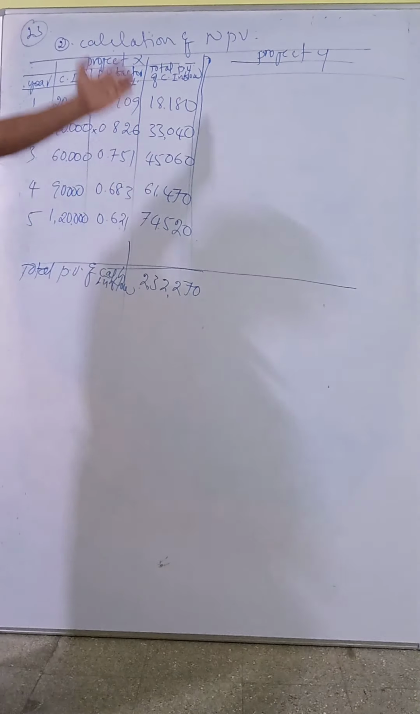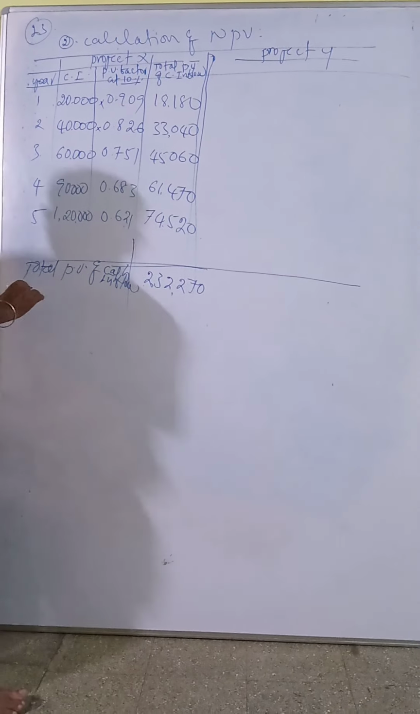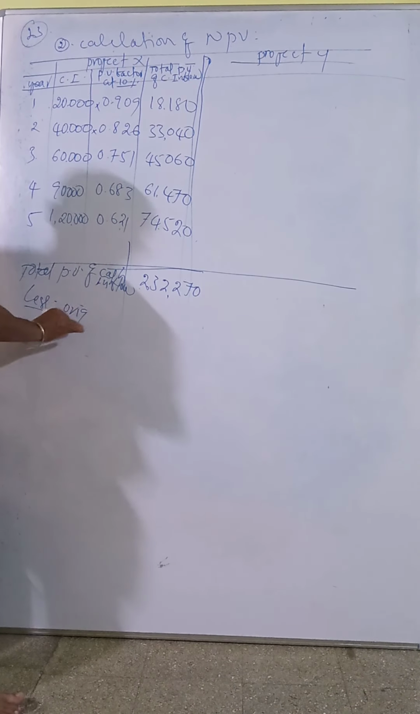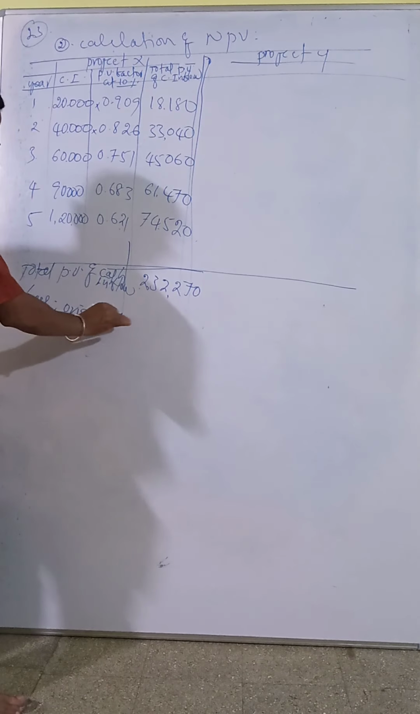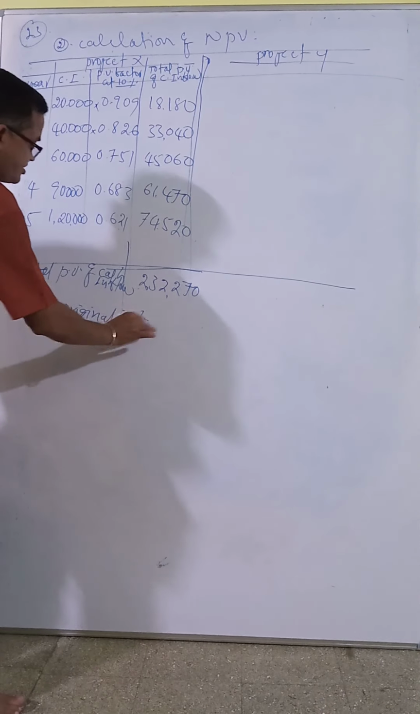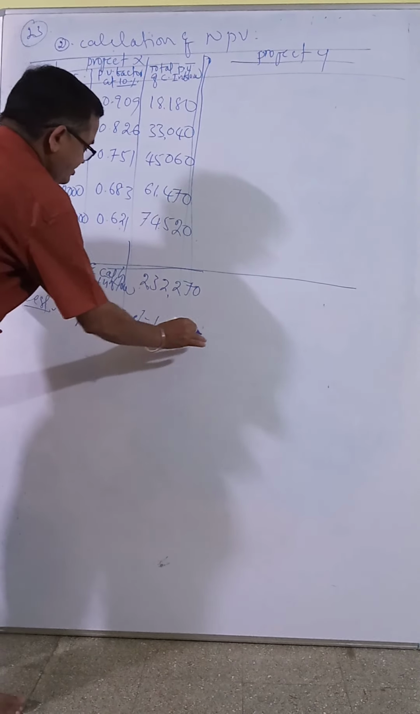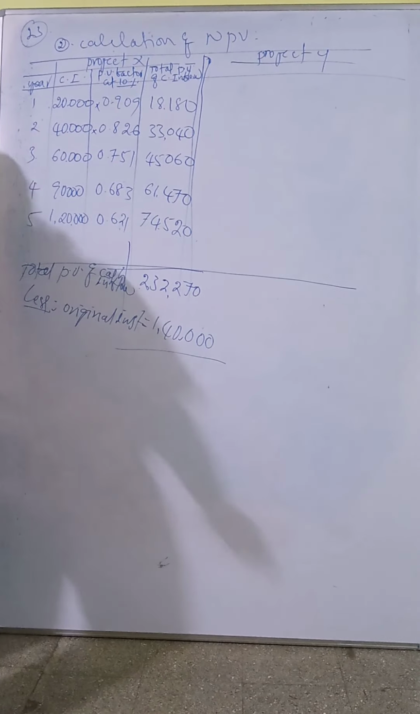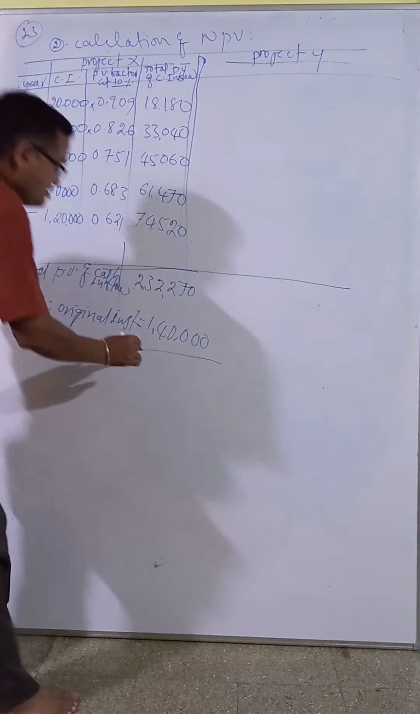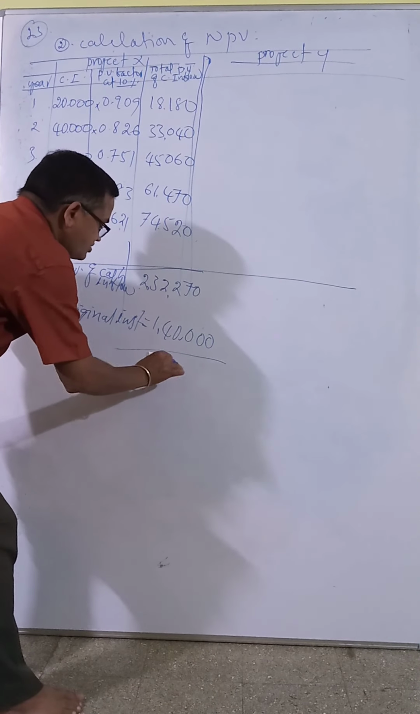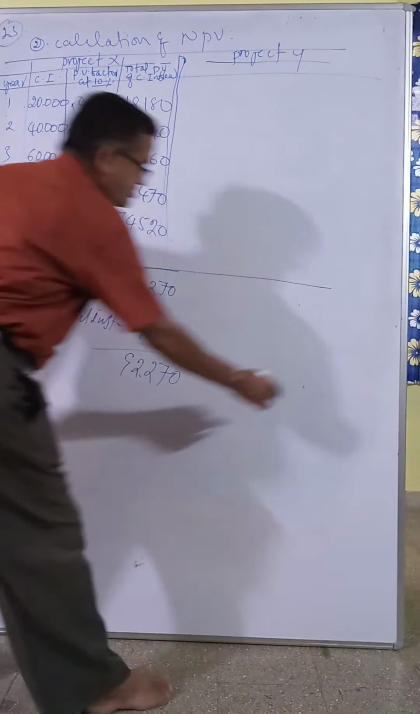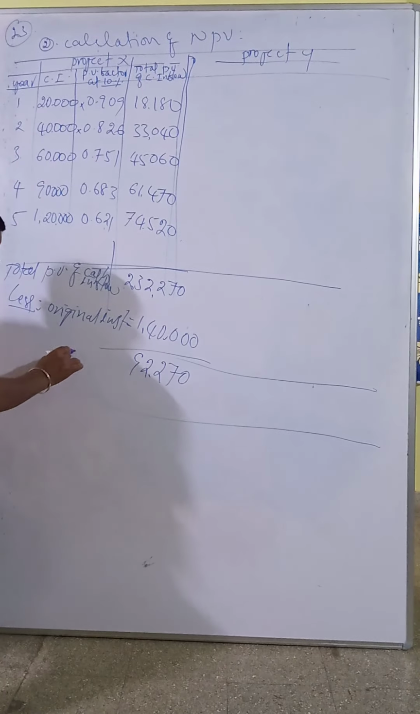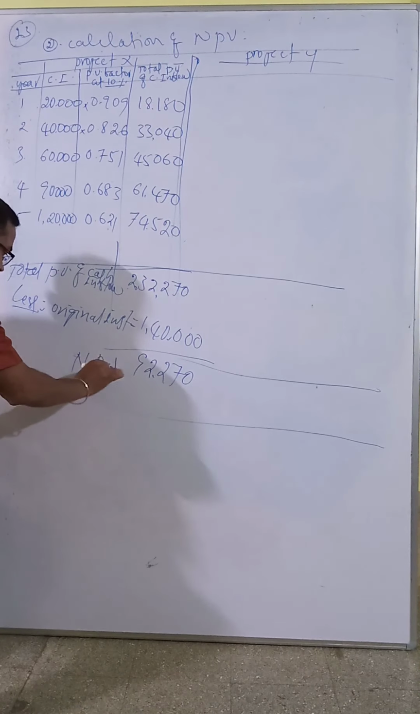2,32,270 total present cash flow less original investment or initial investment. Original investment of project is 1,40,000, which is given in the question. You deduct this minus this, 92,270. 82,270. This is called net present value.